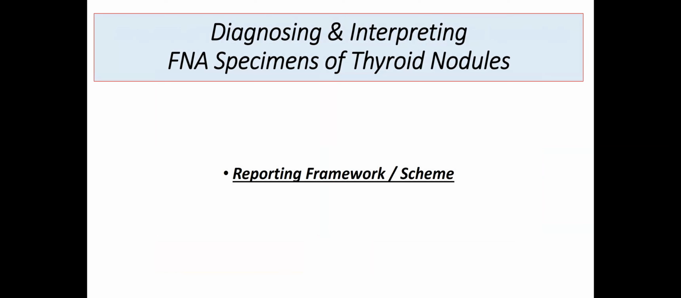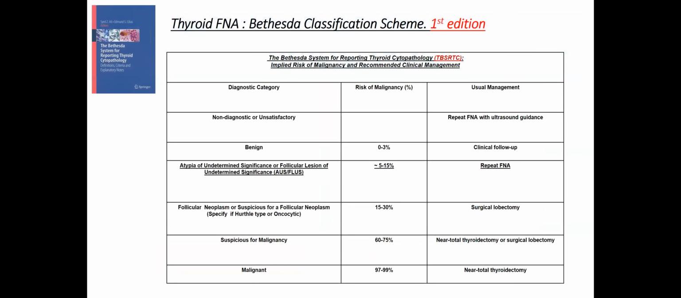Now let's talk about the reporting framework. What I will be talking about is mostly the Bethesda system, and this is the first edition of the Bethesda system classification scheme, which came out in 2007, published in 2008. As you can see here, this has 6 different categories. Each is associated with a risk of malignancy and possible management guidelines. It does have a middle group, which is the indeterminate group, which is atypia or neoplasm.